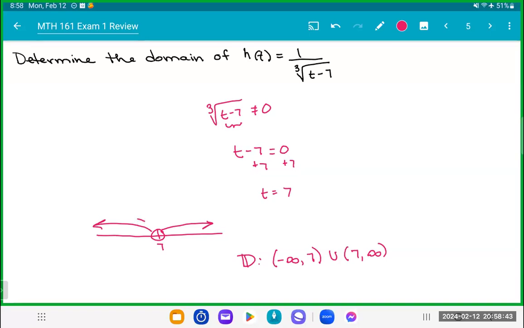So that means I can go all the way out here to negative infinity, or I could go all the way out here to positive infinity. I just cannot be 7. That's why I have that hollow on 7. And so when I write that in interval notation, I say I can be anywhere from negative infinity up to 7, or I could be 7 all the way into positive infinity. Did that help? Yes, teacher. Thank you. Any other questions?